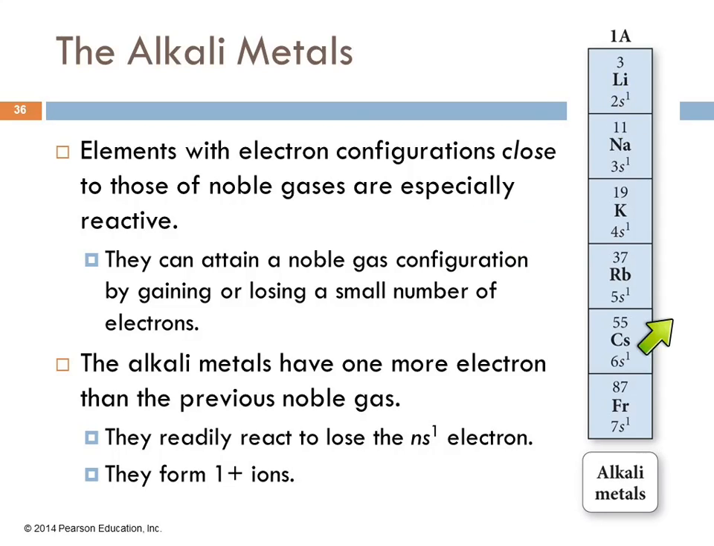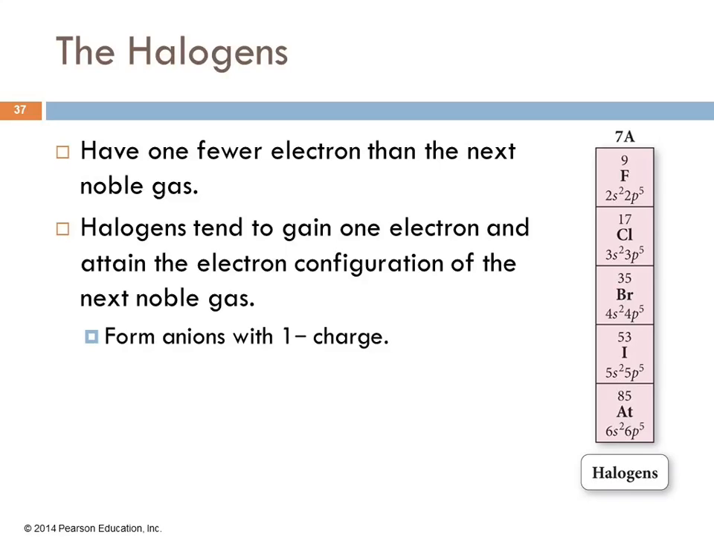So these metals are very reactive because it doesn't take much to get them to give up that electron. The halogens are one column over from the noble gases the other way. We look here at their electron configurations. They've all got 7 valence electrons. The principal quantum number, S2P5.